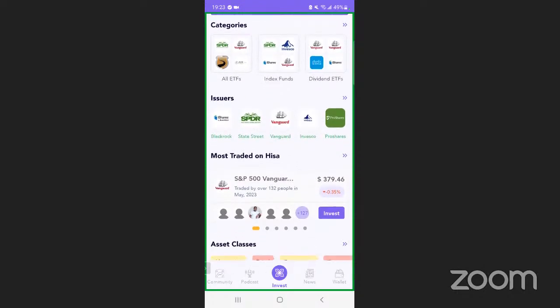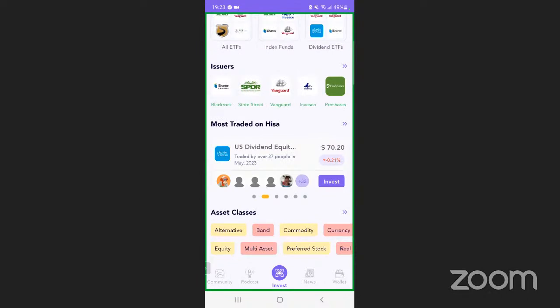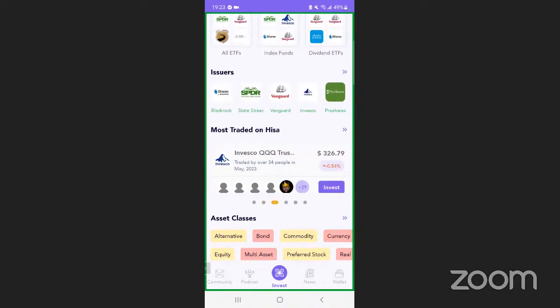So as for ETFs, you can do the same thing. Let's say you don't have an idea of which ETFs to buy, just scroll down and come to the most traded on Hisa. Click on the most traded on Hisa.